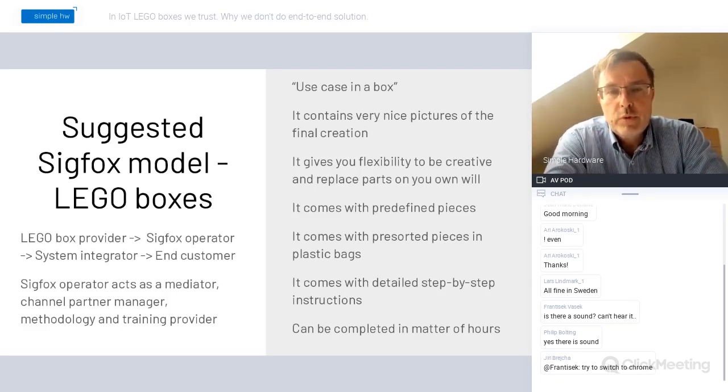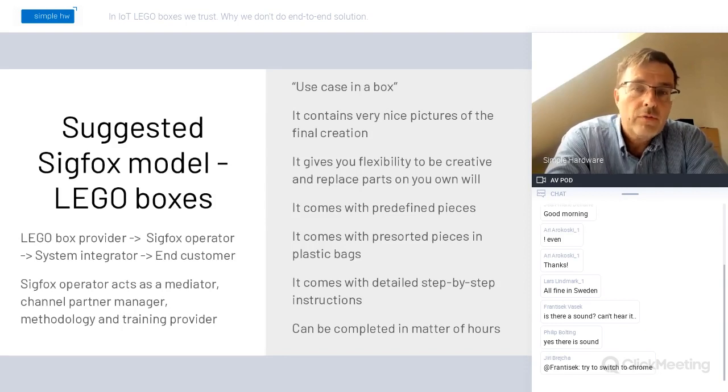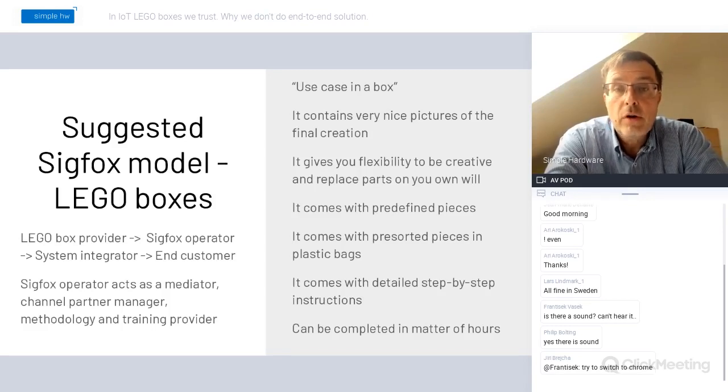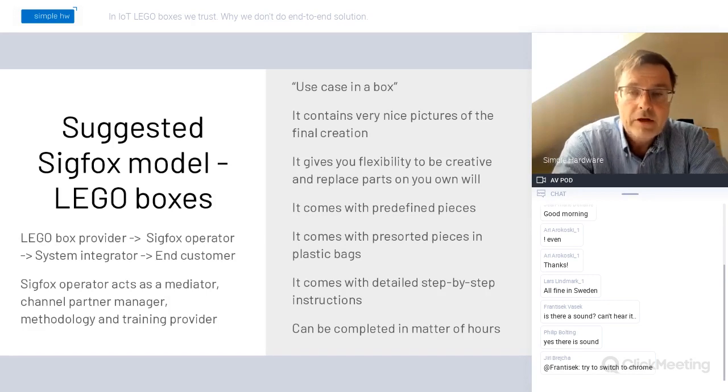That's quite important, because what we have seen so far is that we are overestimating the capabilities of the system integrators very often, and we really need to provide step-by-step checklists and instructions in order to really follow each step. So it needs to include step-by-step instruction. And also important is that the whole Lego box can be up and running within a matter of hours. So it's not a matter of days, but a matter of hours, maybe sometimes a matter of minutes.